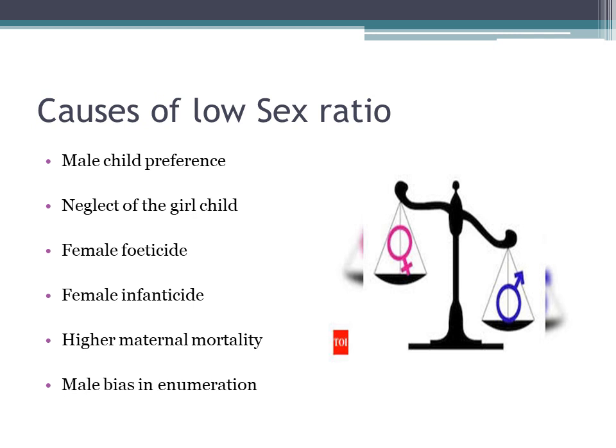Now, what are the causes of this low sex ratio? Firstly, we have male child preference, then we have neglect of the girl child, we have female feticide, female infanticide, higher maternal mortality, and male bias in enumeration. Ideally, the sex ratio should be 1, that is, there should be equal number of males and females. But these causes lead to a lower sex ratio.